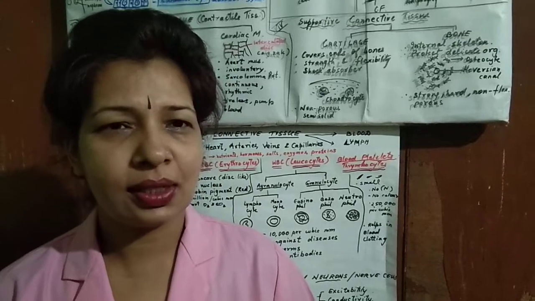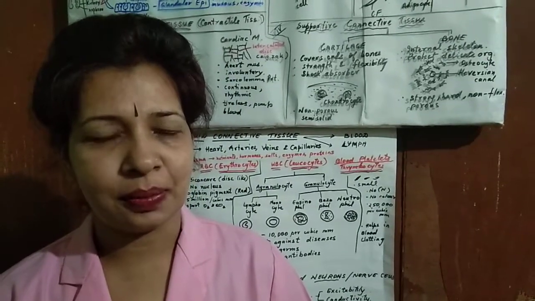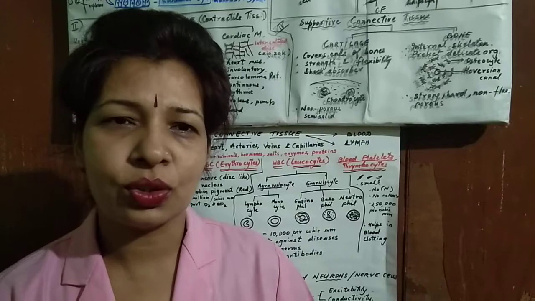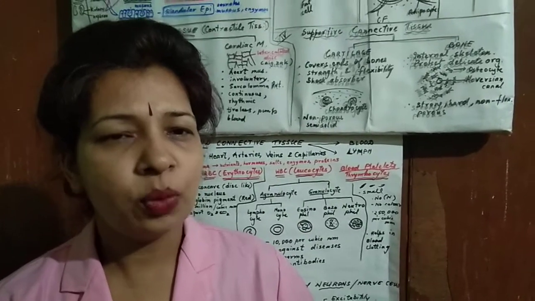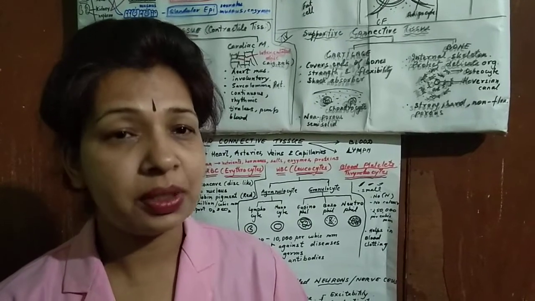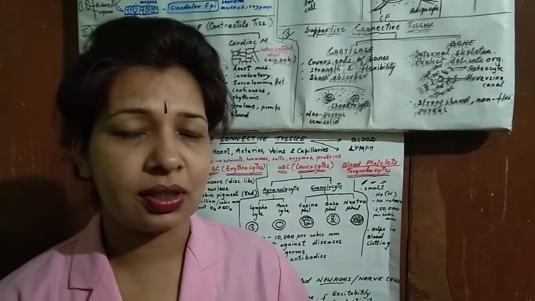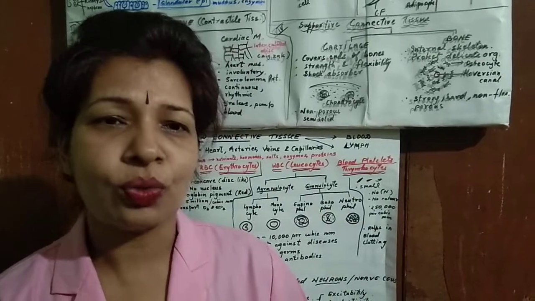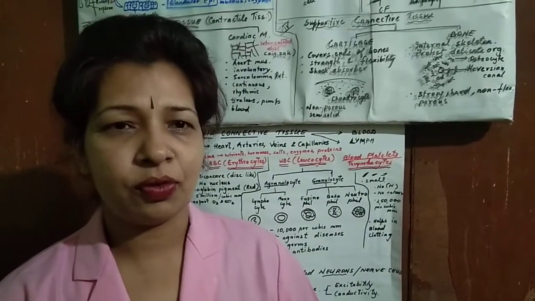Today we are going to study animal tissue, chapter 2. Well, you know what is tissue? Yes, a group of cells having similar shape and origin and performing one specific function is called tissue. So we are going to study various types of animal tissue.